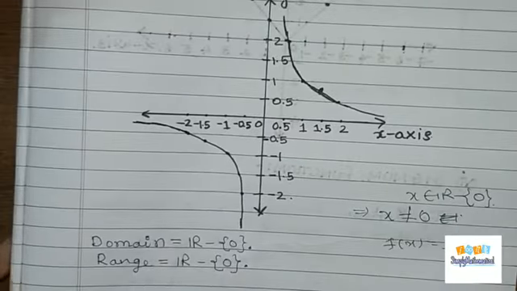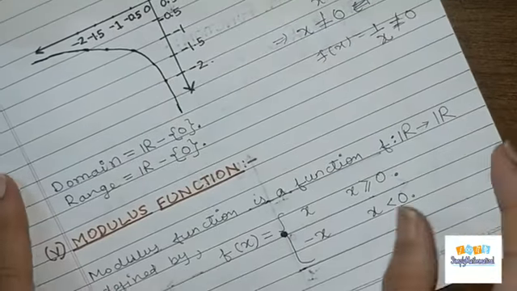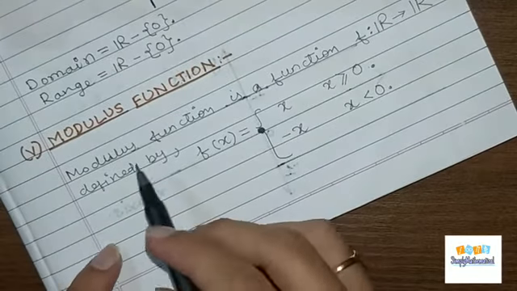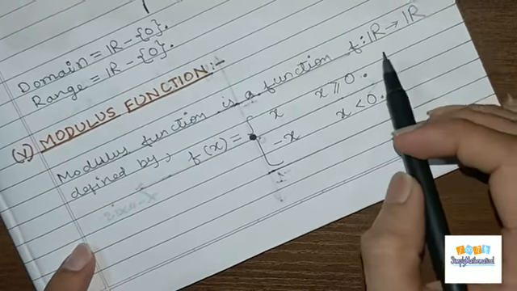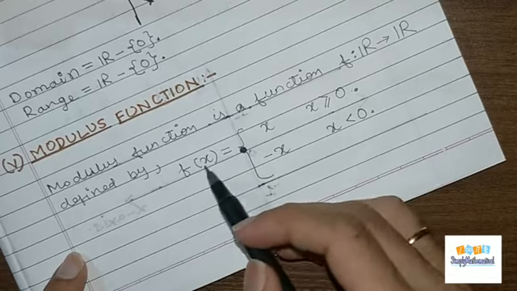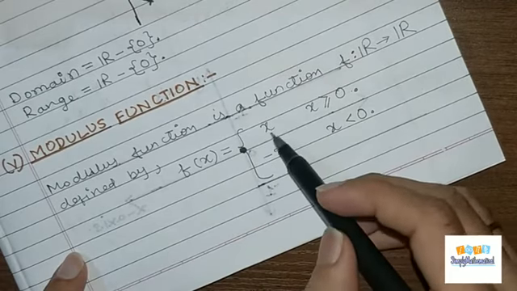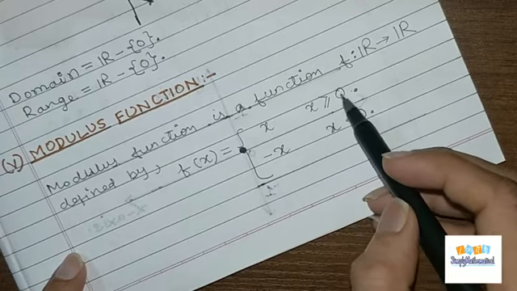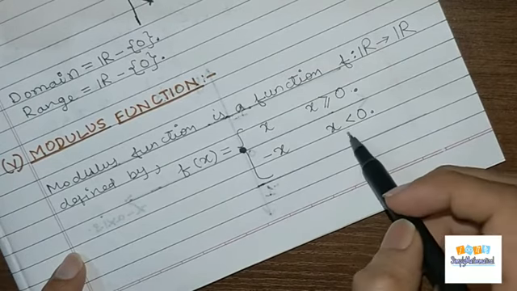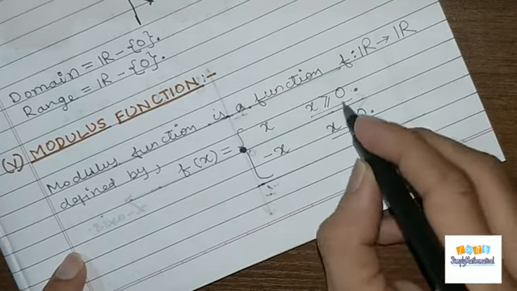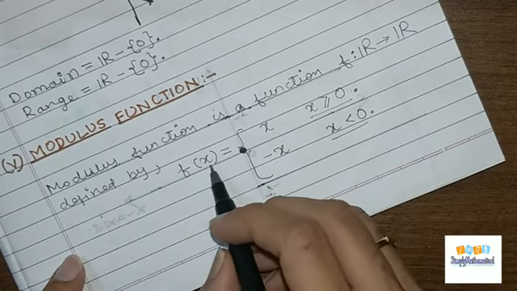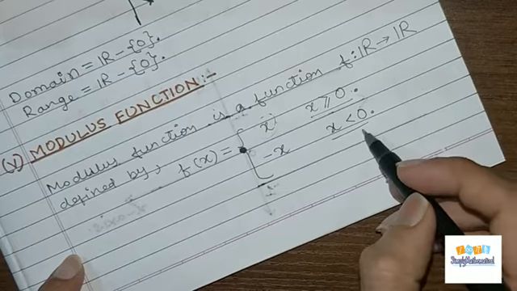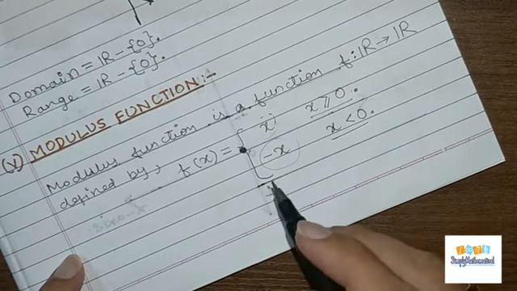Now let us look at the next function, which is the modulus function. What do you mean by the modulus function? The modulus function is a function f from R to R defined by f(x) = x when x is greater than or equal to 0, and f(x) = -x if x is less than 0. So that is the modulus function. If x is greater than or equal to 0, you will get x directly. If x is less than 0, then you will get -x.